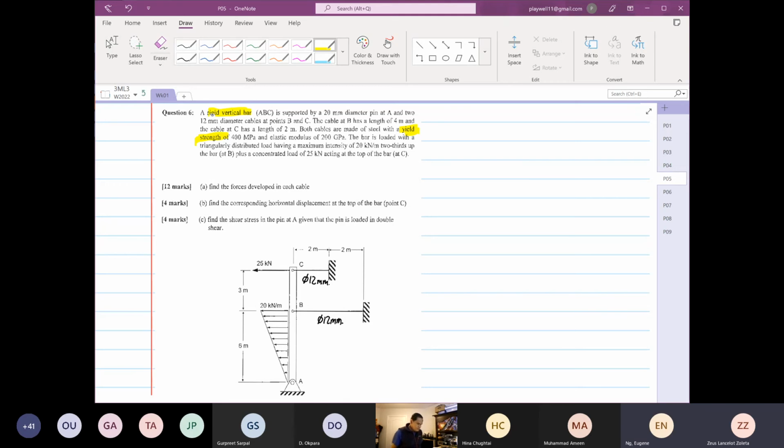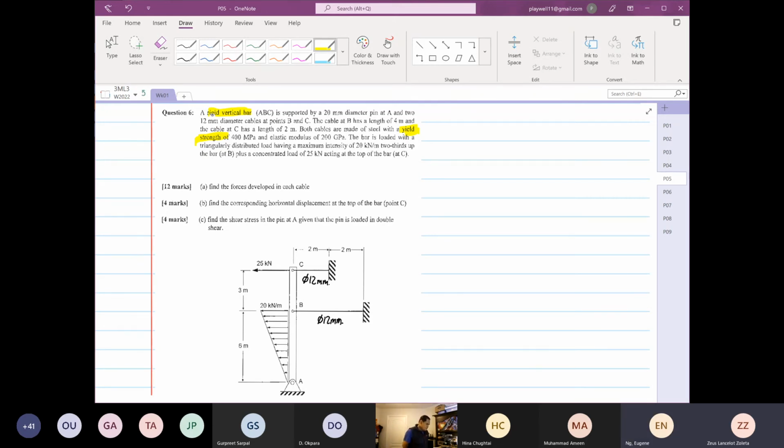So the one with the most marks is part A. We have to determine the forces developed in each cable. And part B is to find the horizontal displacement at the top of the bar, which is at point C. I'm going to ignore part C, because you should have learned single or double shear. I'll teach double shear later on when we're doing shearing stress.